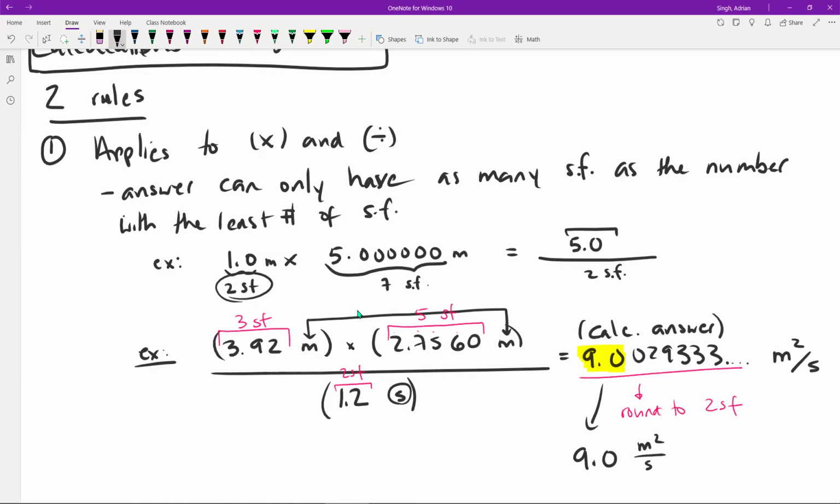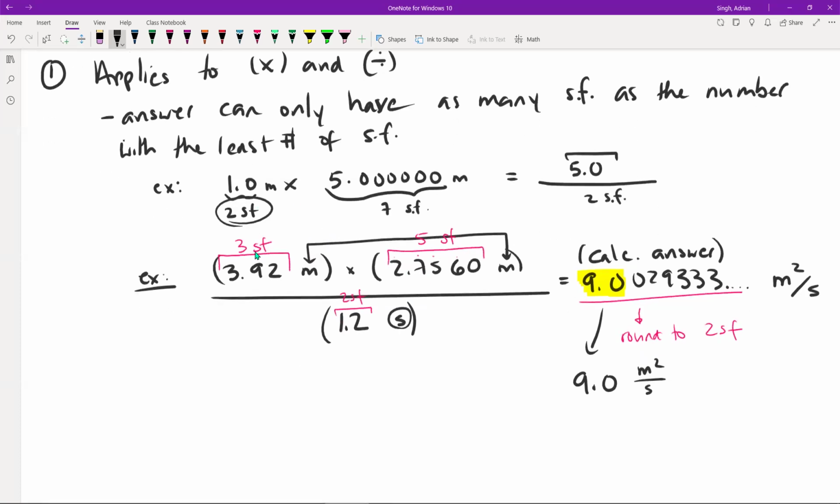That's the rule for multiplication. Same rule for division. When you're dealing with these measured numbers, numbers that have some degree of uncertainty associated with them. That's the rule for multiplication and division.